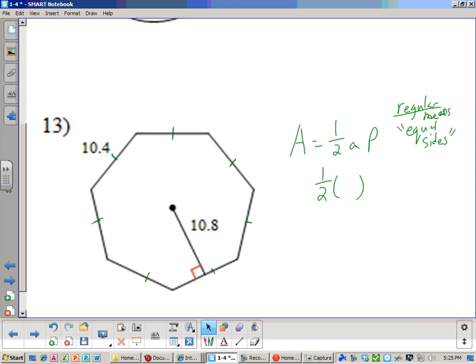So I'm going to put right here 1/2 times the apothem. Oh, my fault. Forgot to tell you. That little a stands for apothem. It's kind of like a radius, but for regular polygons, which happens to be in this case this length right here, which is 10.8. Right?